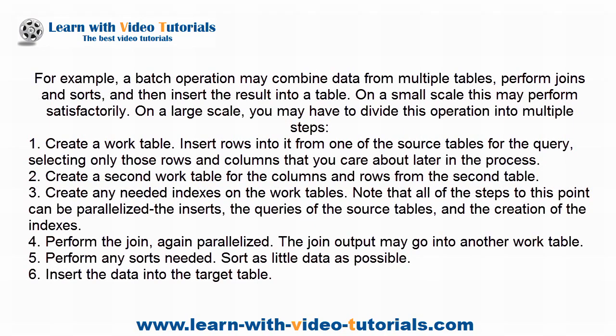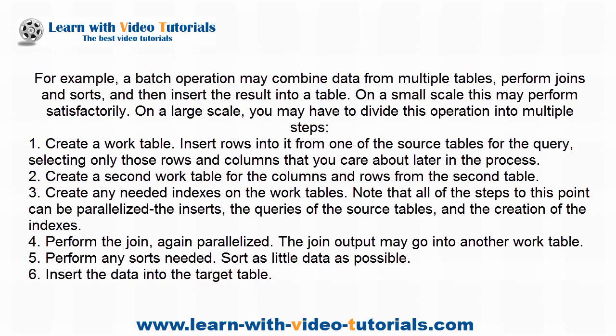For example, a batch operation may combine data from multiple tables, perform joins and sorts, and then insert the result into a table. On a small scale this may perform satisfactorily. On a large scale, you may have to divide this operation into multiple steps. 1. Create a work table. Insert rows into it from one of the source tables for the query, selecting only those rows and columns that you care about later in the process.